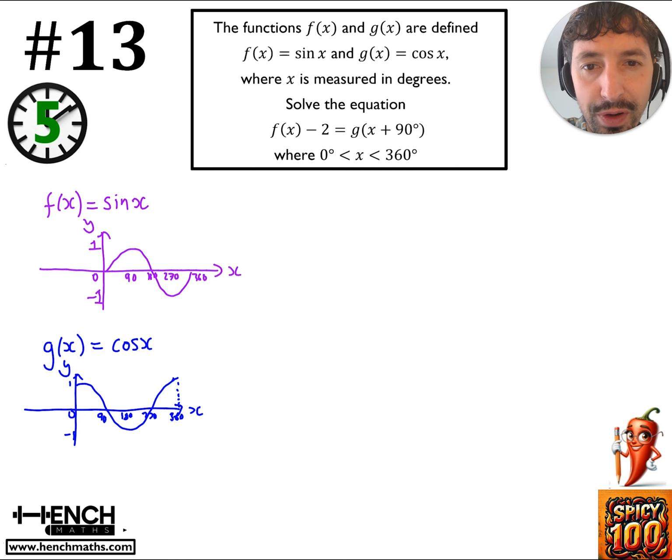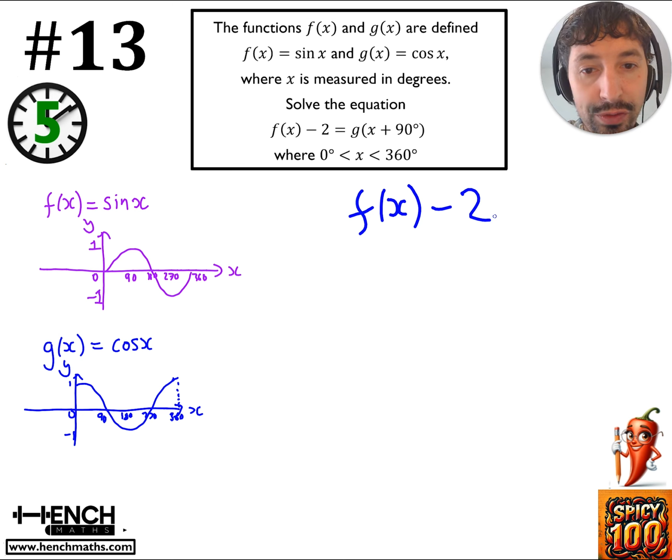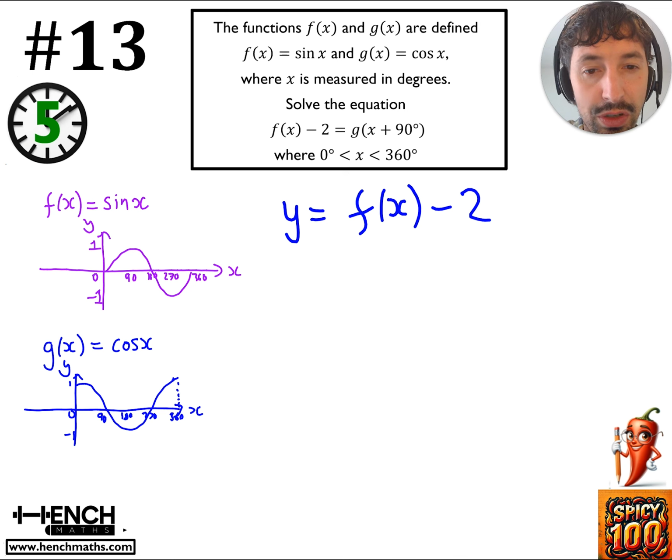So having a reminder of those functions, we're trying to solve the equation f(x) - 2 = g(x + 90). If we consider f(x) - 2 as a graph transformation, if you were to draw y = f(x) - 2, we should know that when you have a number on the outside of your function, effectively you put your function and then subtract 2 from all the values. So this is a translation in the y direction. We wouldn't move it in x, but we'd move it down 2.